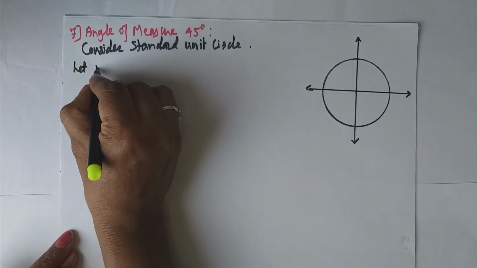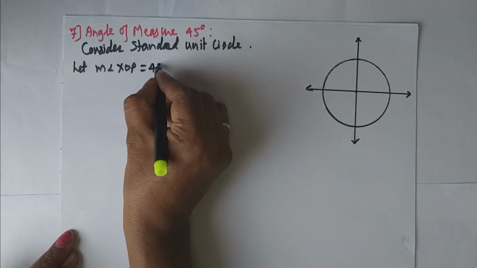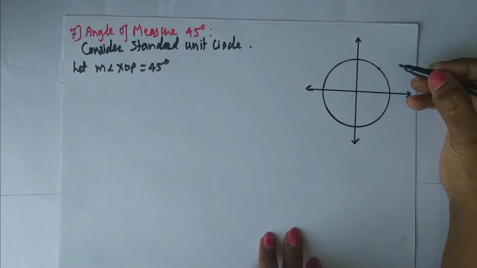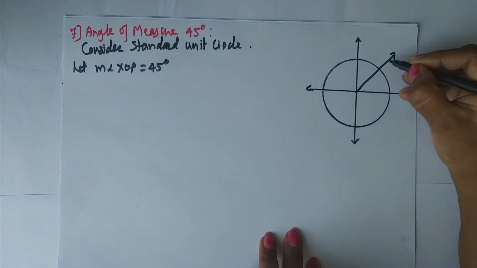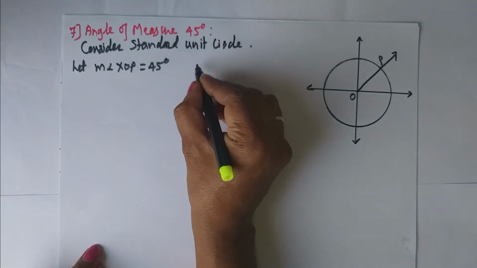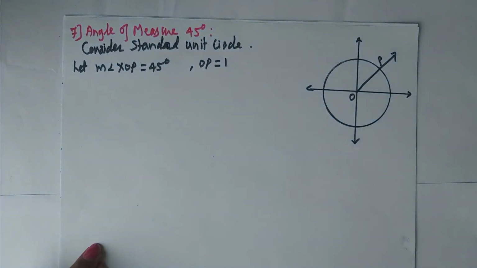Therefore, let the measure of angle XOP be 45 degrees. And this 45 degree is a positive angle. This will be somewhere here. You draw like this point P here. Now what is this? We are considering the standard unit circle, which means this OP is 1. OP is the radius and its value is 1.